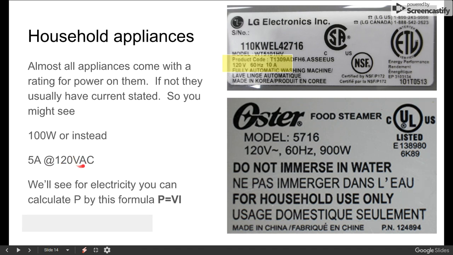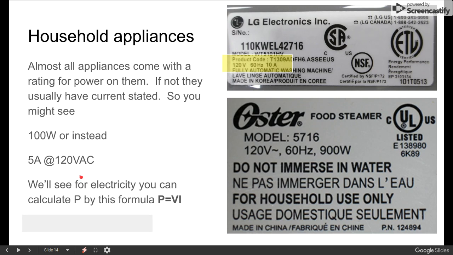The V is your voltage. It can be followed by AC for alternating current or DC for direct current. Sometimes the alternating current is just shown with the tilde here, a little wiggle to indicate it's oscillating electricity.